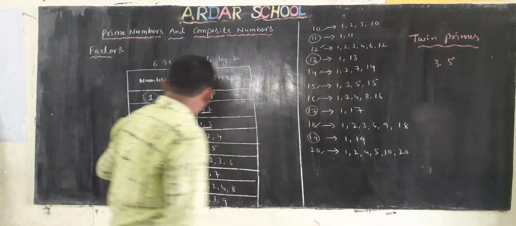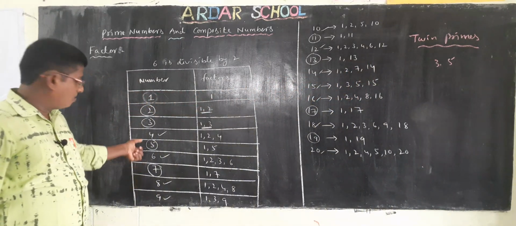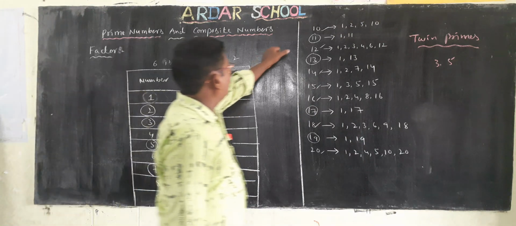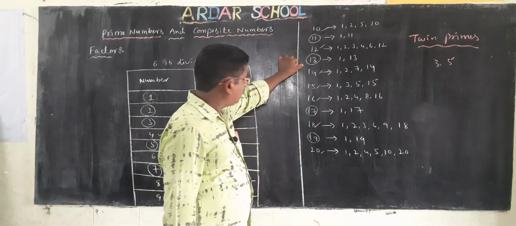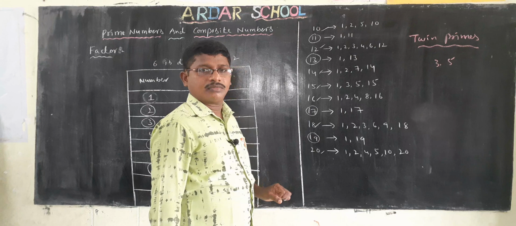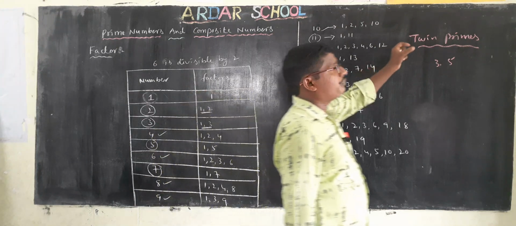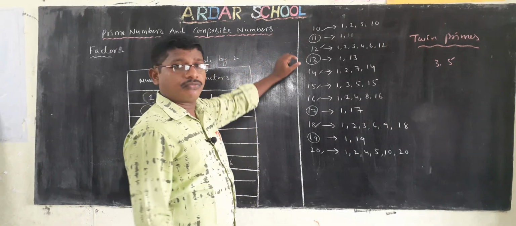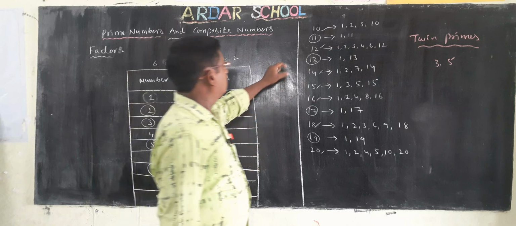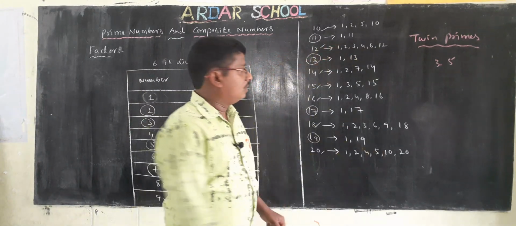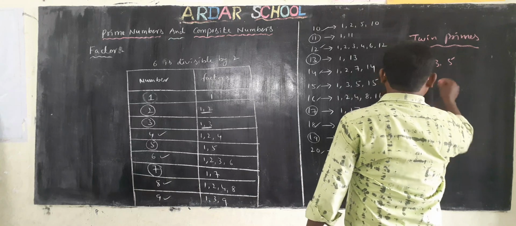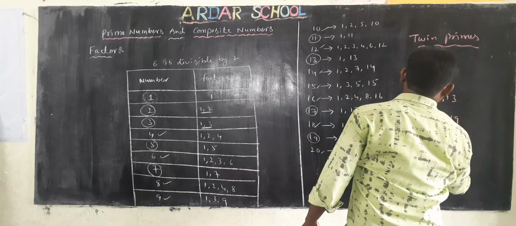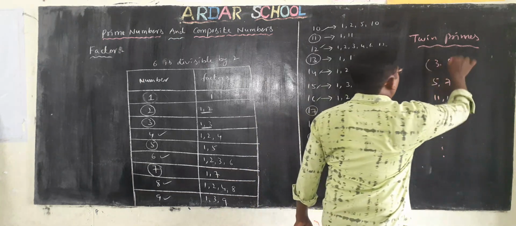In the same way, 5 and 7. The difference of these two is 2. Next, 11 and 13, and 17 and 19. These pairs are twin primes because the difference is 2. For example, 3 and 5, 5 and 7, 11 and 13, 17 and 19, and so on.